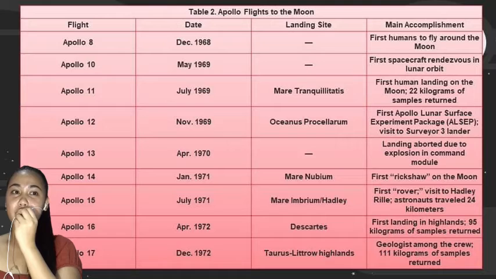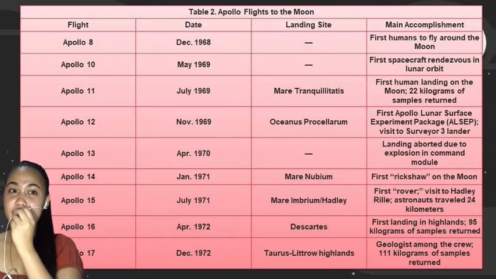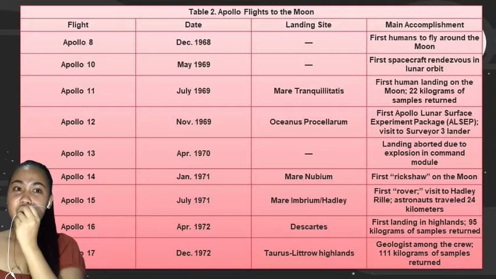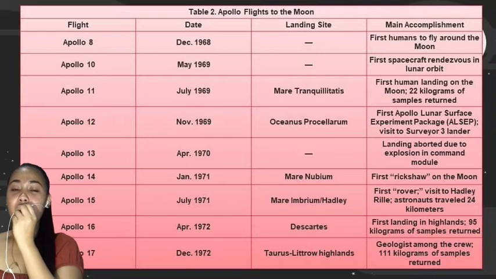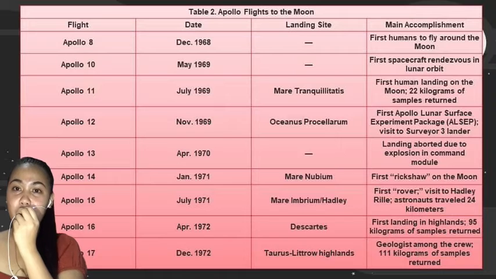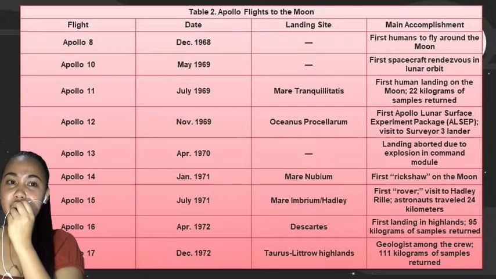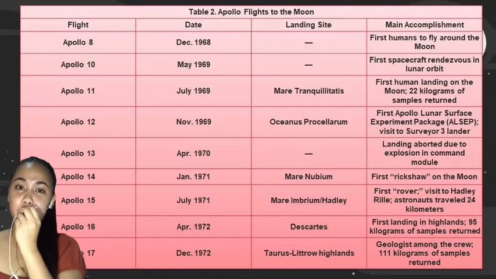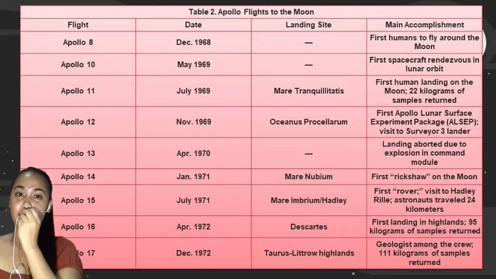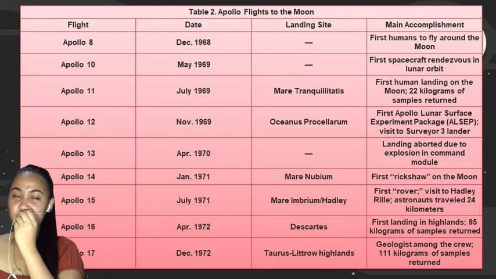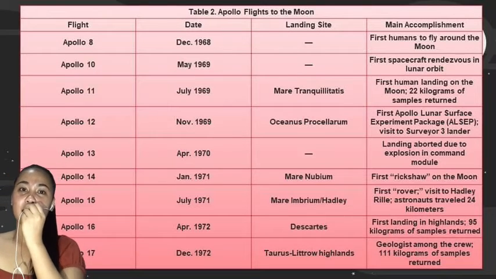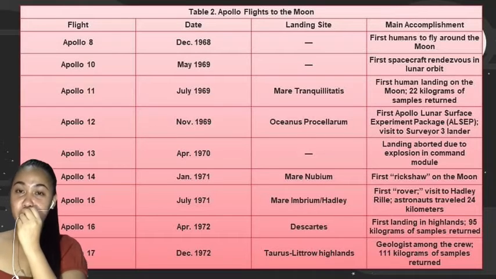And then we have Apollo 11, July 1969. Nagland po siya successfully sa Mare Tranquillitatis. And then first human landing on the moon, which had 22 kilograms of samples returned. And then we have Apollo 12 on November 1969, landed in Oceanus Procellarum. And then first Apollo lunar surface experiment package and visit to Surveyor 3 lander. And we have Apollo 13 on April 1970, isa po siya sa hindi nagland successfully, but landing aborted due to explosion in command module.